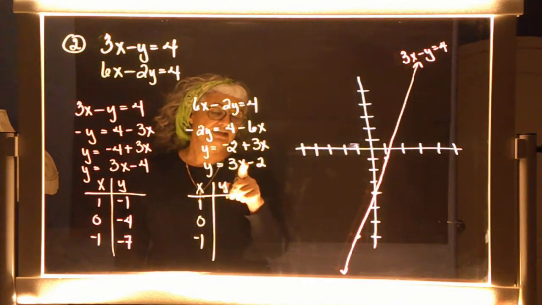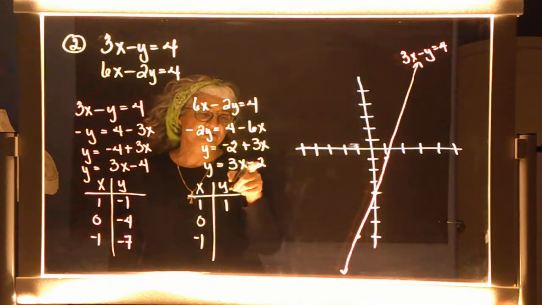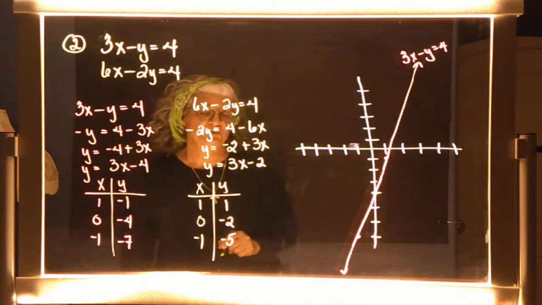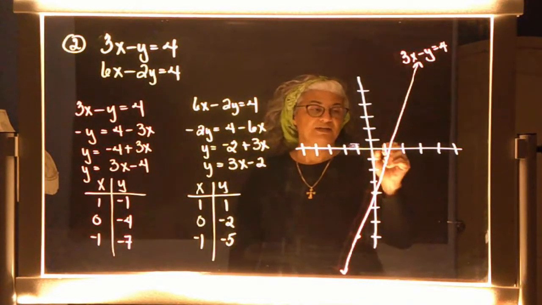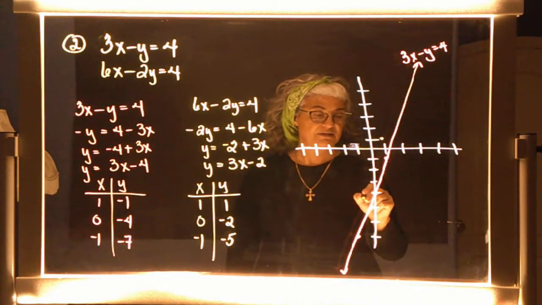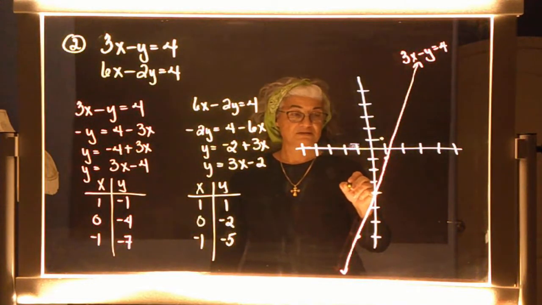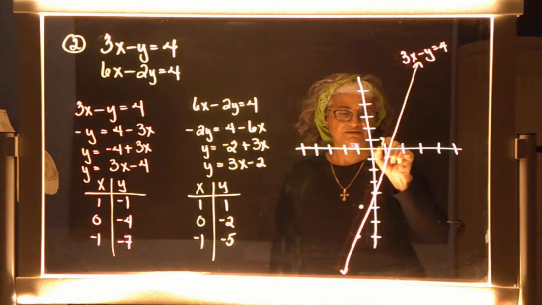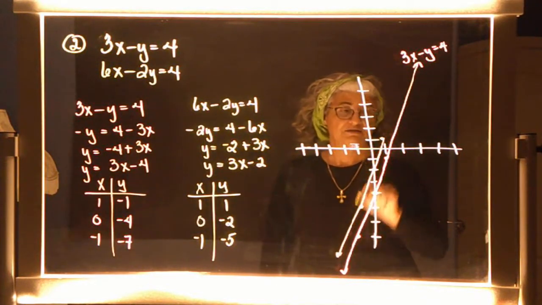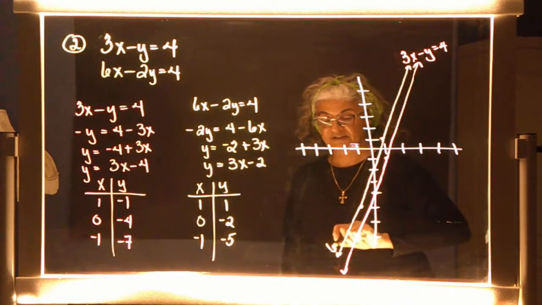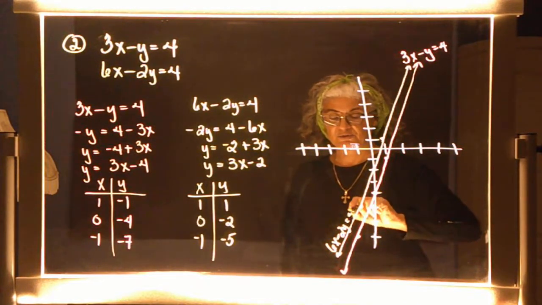So I plug in 1 for the x, I get 1. I plug in 0, -2. I plug in -1, -5. Okay, so we get the points (1, 1), (0, -2), and (-1, -5). Sorry, I almost lost it there a second. Okay, so I'm going to write this one down here. This is the 6x minus 2y equals 4 line.